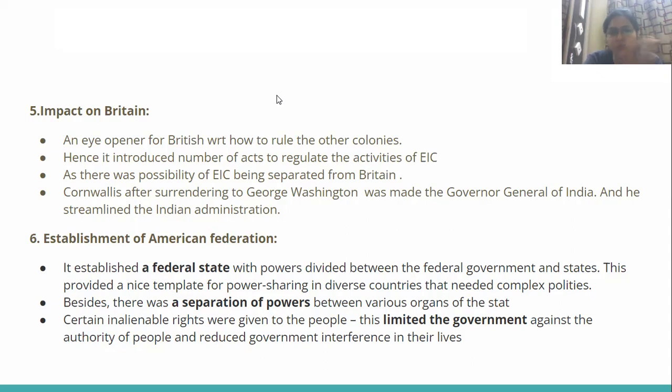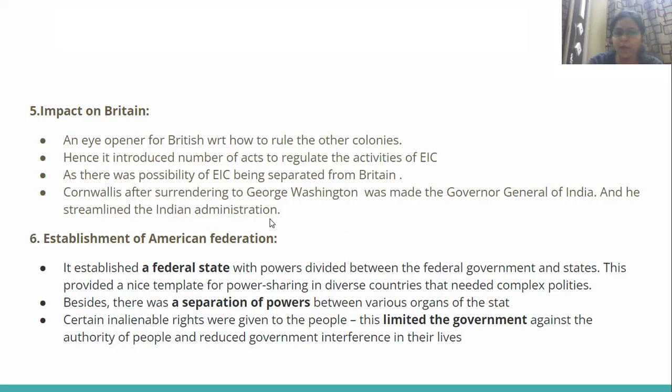So Cornwallis came to India, and then we see that a series of reforms were introduced in India. Permanent Settlement Act was introduced by Cornwallis. इन्होंने judiciary streamline किया, police system streamline किया. So a lot of measures were taken by him in India. So remember, the same person who surrendered in the American Revolution was appointed as the Governor General of India.